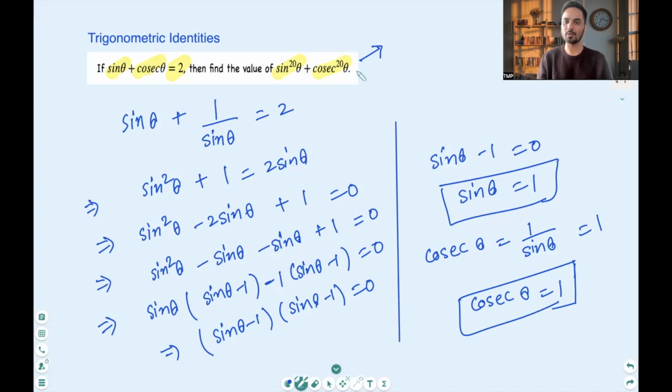So sin to the power 20 theta plus cosec to the power 20 theta will be equal to 1 raised to the power 20 plus 1 raised to the power 20. 1 raised to the power any number is 1. So 1 plus 1, which is 2. So the answer is 2. And there you have it.